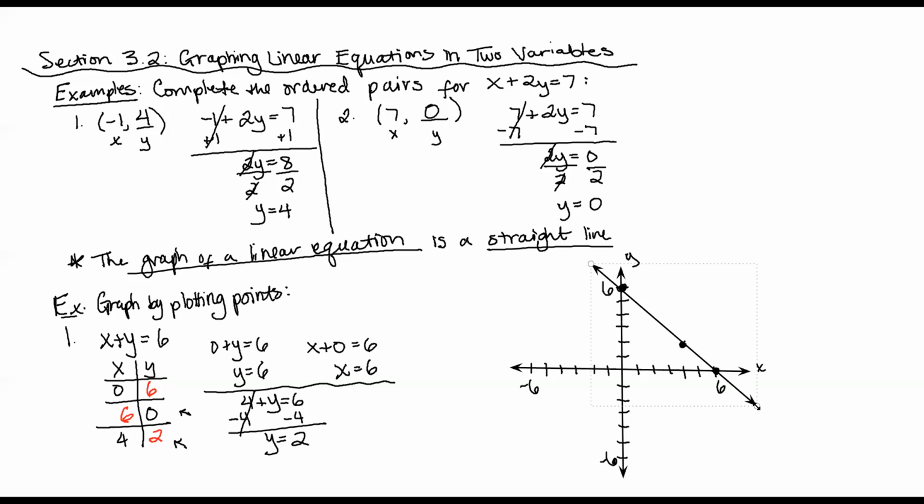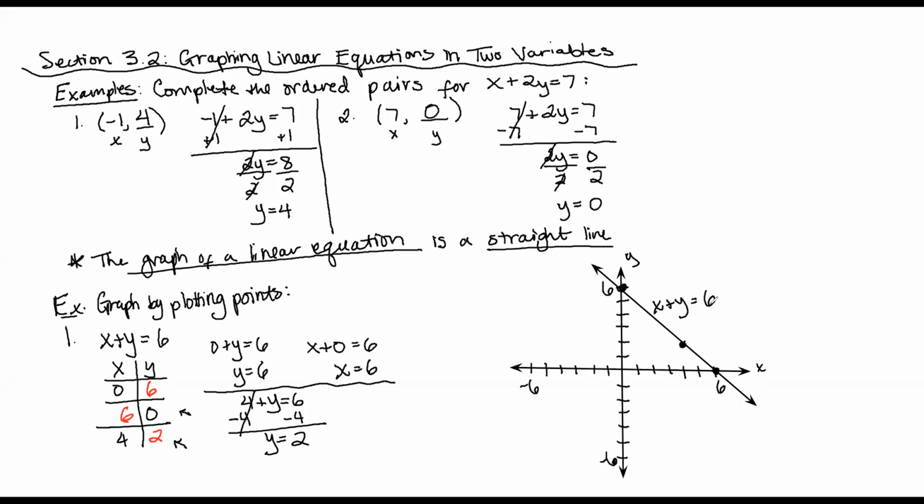And so for these ones, make sure that you have your arrows on the ends. It doesn't stop at these points. There's an infinite number of points we could pick. We could have plugged in 1,000,000 and we would still get a point. It would just be way down here. And so make sure you have those arrows on the end. But this is our graph of x plus y equals 6.